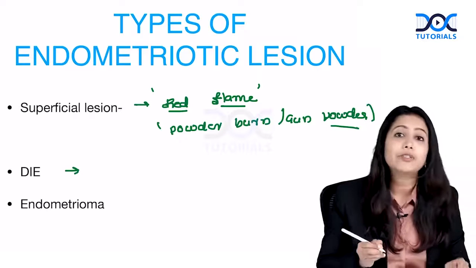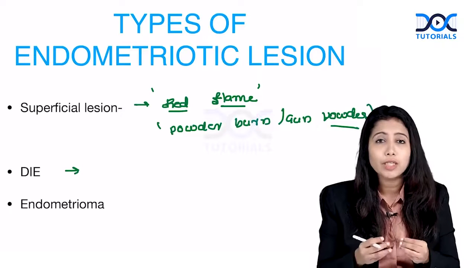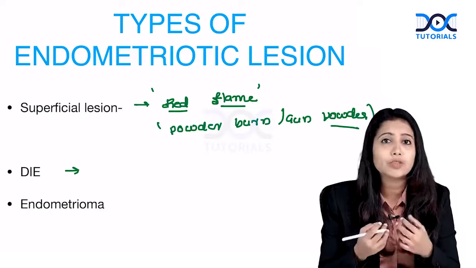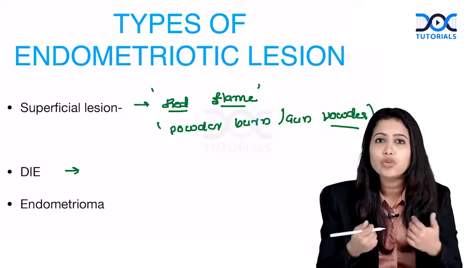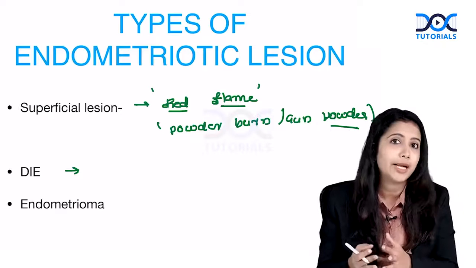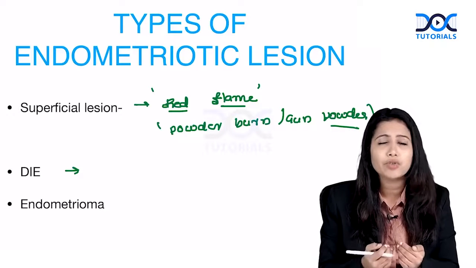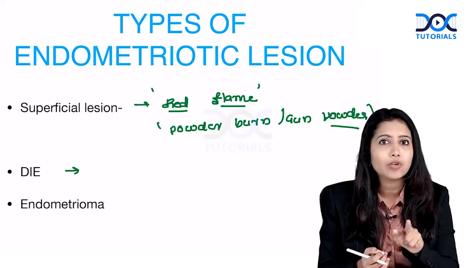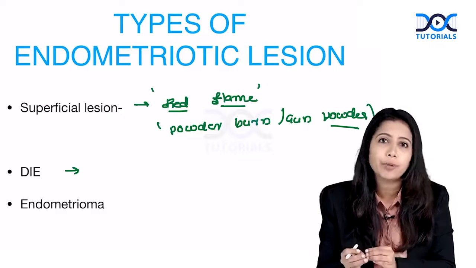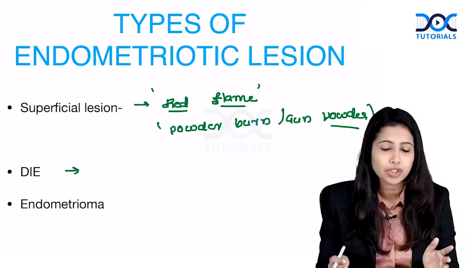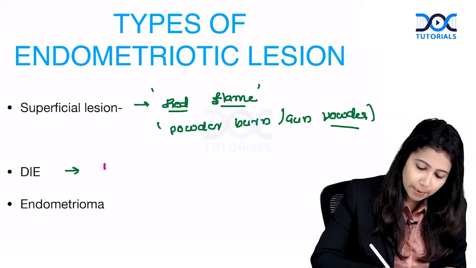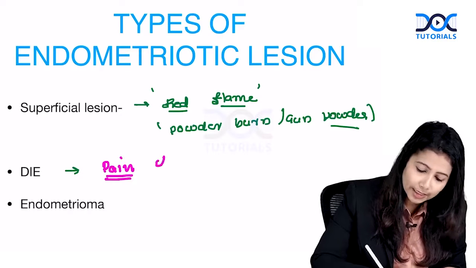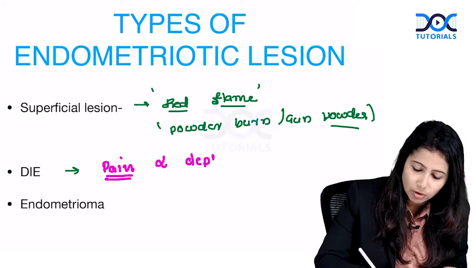The deep infiltrating endometriosis is seen when it has gone below the level of the peritoneum, and usually there is associated involvement of the uterosacrals, the bowel, and the bladder. So these patients usually have severe pain. The pain in endometriosis is directly proportional to the depth of the lesion. So the pain in deep infiltrating endometriosis is directly proportional to the depth of the lesion.